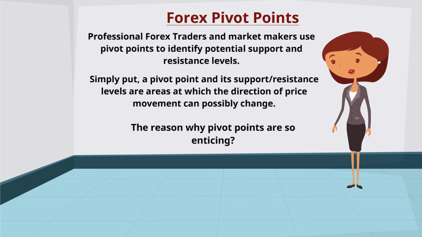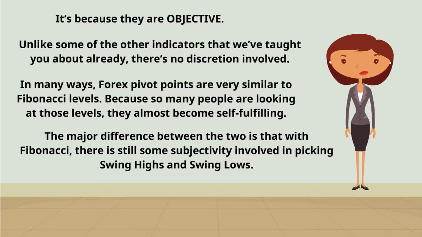Forex pivot points. Professional Forex traders and market makers use pivot points to identify potential support and resistance levels. Simply put, a pivot point and its support/resistance levels are areas at which the direction of price movement can possibly change. The reason why pivot points are so enticing? It's because they are objective. Unlike some of the other indicators that we've taught you about already, there's no discretion involved.